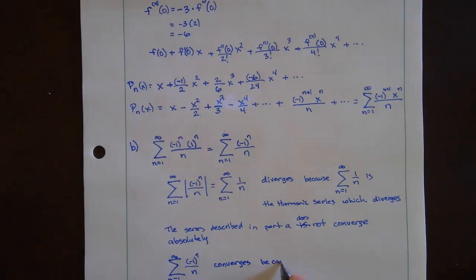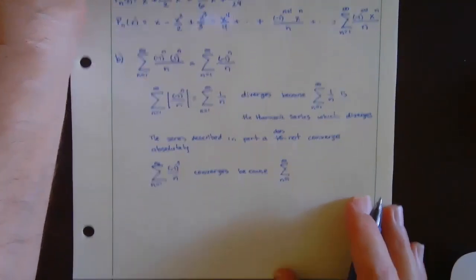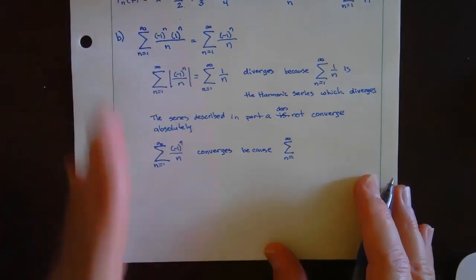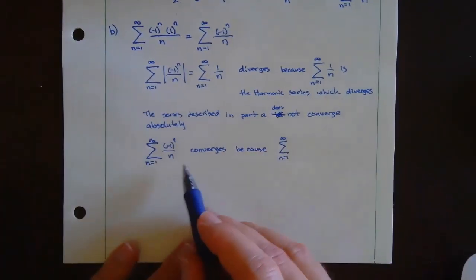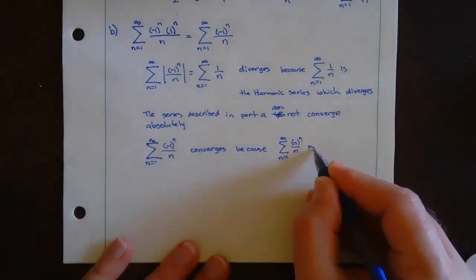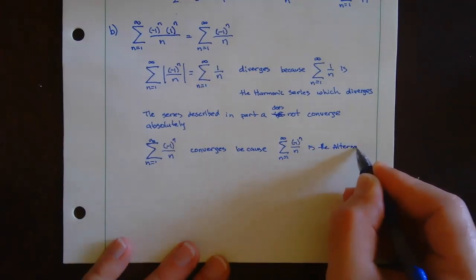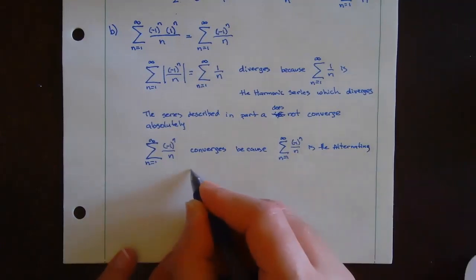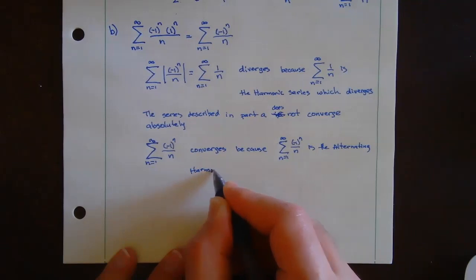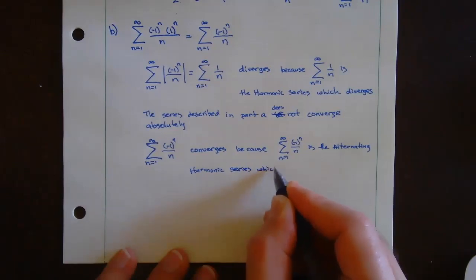because sigma n equals 1 to infinity. And I just realized you guys can't see this, so let me scooch it up. Okay, so it converges because sigma -1 to the n over n is the alternating harmonic series which converges.